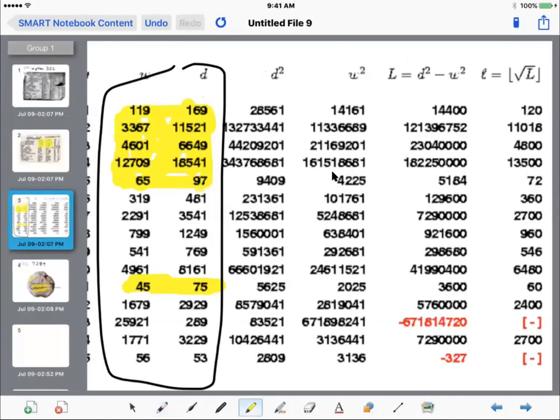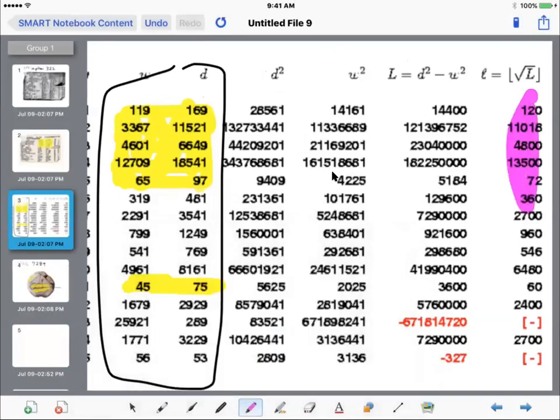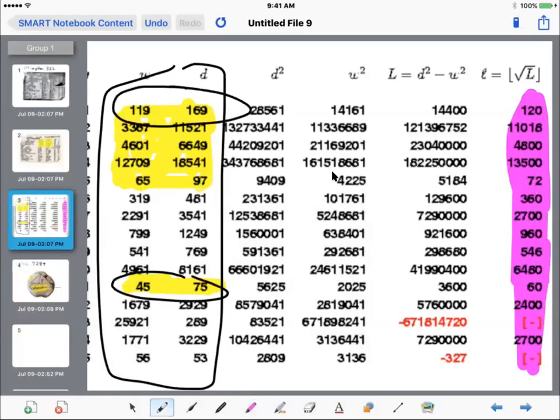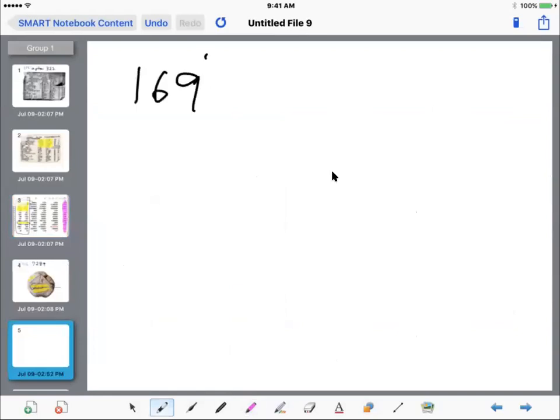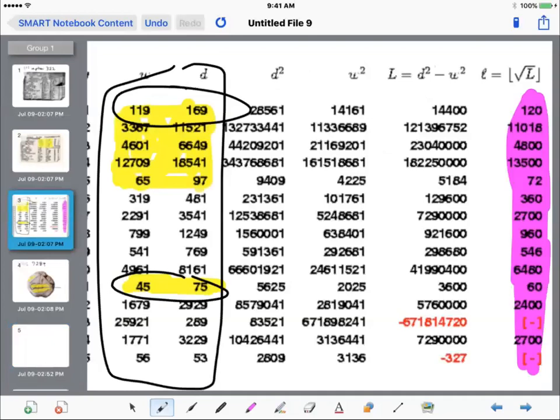Okay, someone noticed that there was another column over here. And that column is actually not part of the tablet. But the mystery of Plimpton 322 is what all these pairs of numbers, 119 and 169, have in common. If I take 169 squared minus 119 squared, I get 14,400, which happens to be a perfect square. And we see another column, 4575.